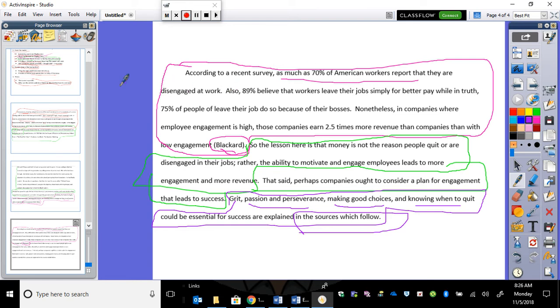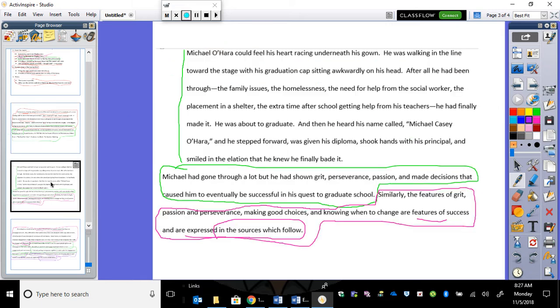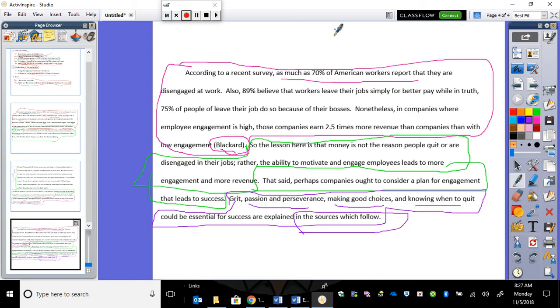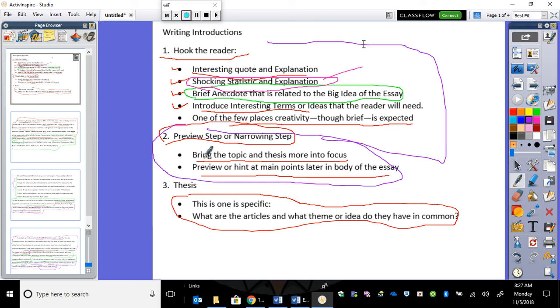So those are some techniques that you can do to write good introductions, and these are just 3 different examples. Interesting words. This one was an anecdote, and we had to indent. And then the third one was using shocking stats or statistics and facts and things like that. But all of them had a hook, all of them had a narrowing step, and all of them had the main idea or thesis of our essay.